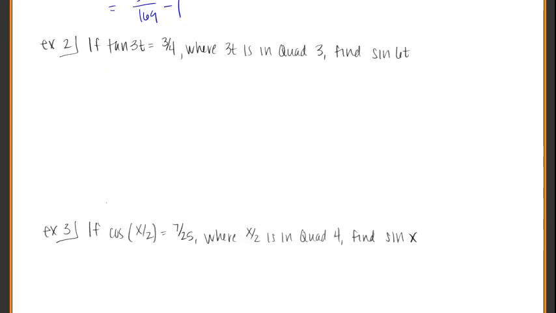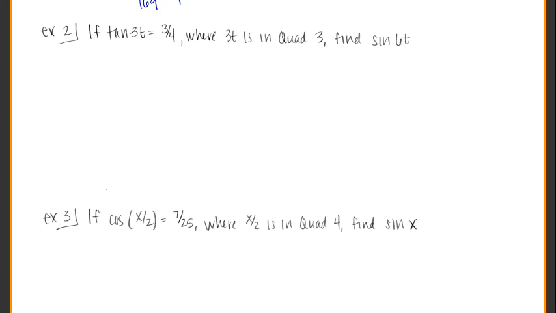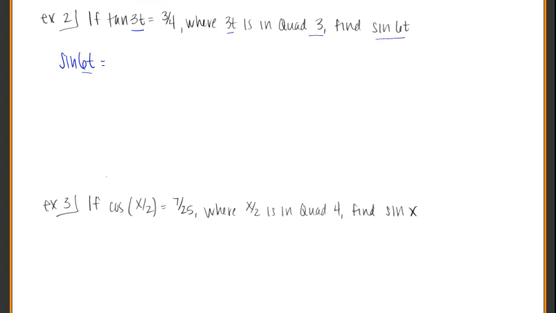Going on to the next example. I have tangent of 3t is 3/4, where our angle 3t is in quadrant 3. We want to find sine of 6t. Notice we're going from a 6t, and the information they give us is a 3t, which is exactly half, so that's good. Our formula for sine of 6t is 2 sine of half that angle, so 3t, and then cosine of half that angle, which is 3t. Okay, so out of all of this, I have 2.